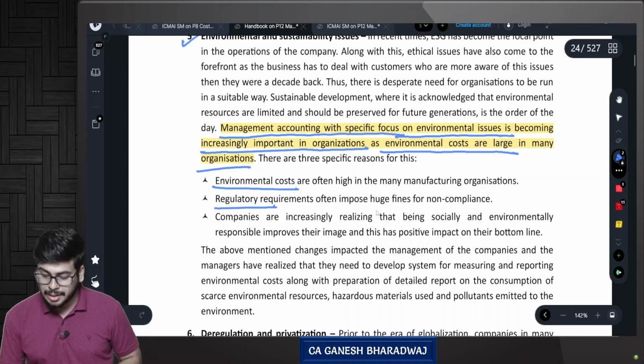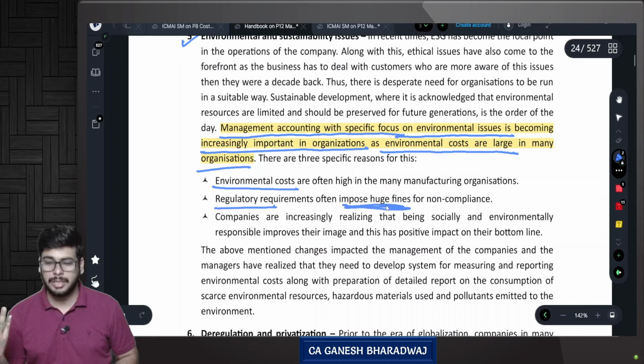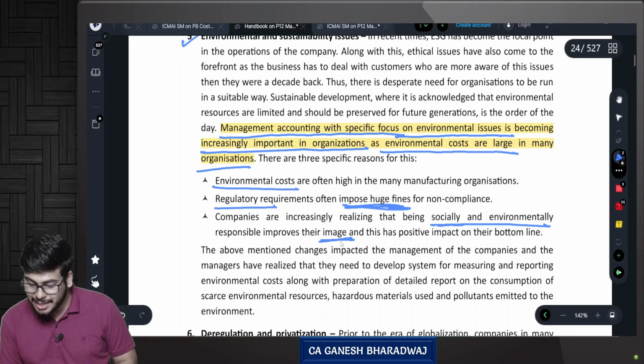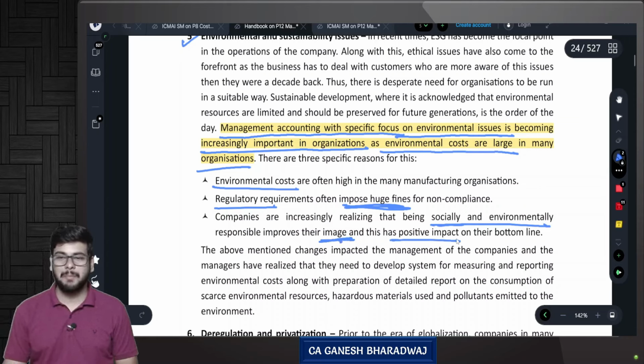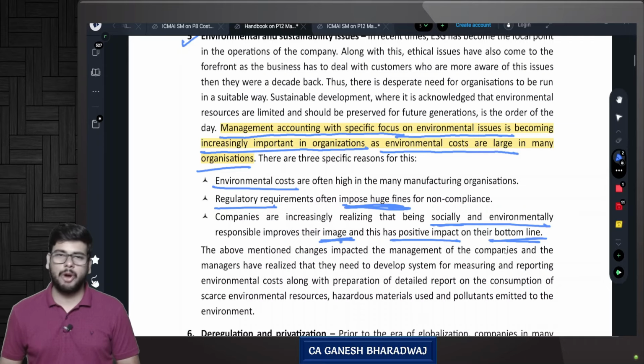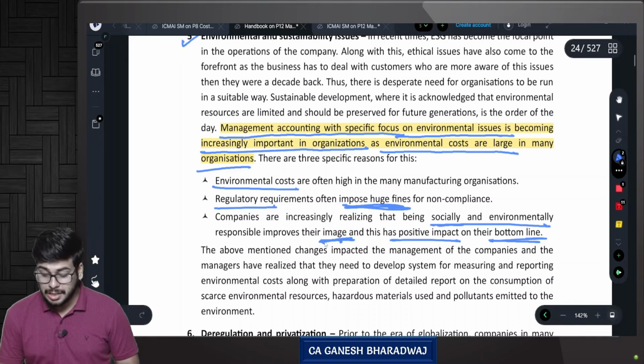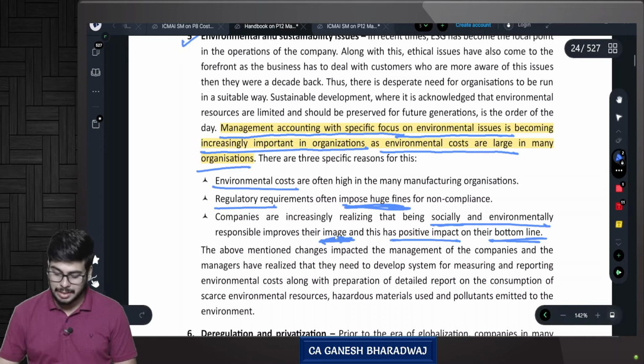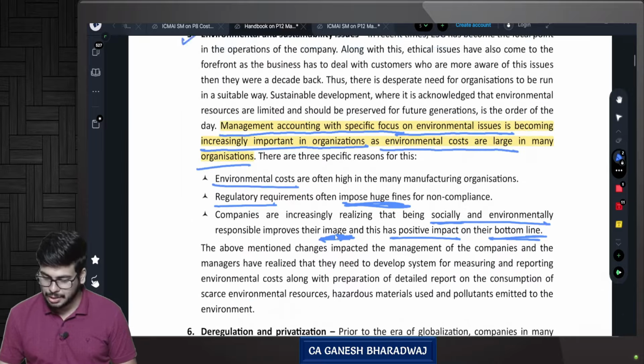Fine. Regulatory requirements impose huge fines for non-compliance, and companies are increasingly realizing that being socially and environmentally responsible improves their image, and this has a positive impact on their bottom line. Bottom line means what? Profit. Top line means sales. Bottom line means profit. Okay, so it improves a very good image of the company. As businessmen, they themselves are realizing all these things. Are you clear with this?